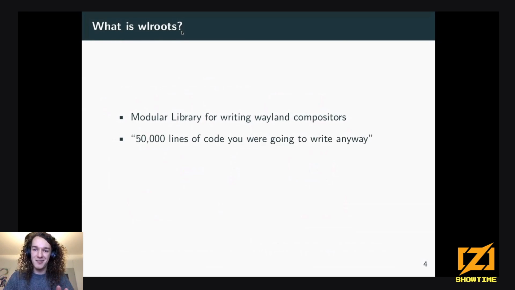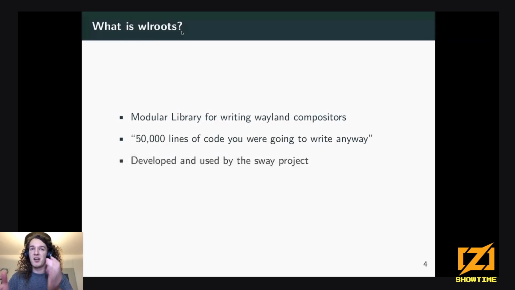Also, as it describes itself in this README, it's 50,000 lines of code you were going to write anyways. So this is code that would be shared between almost every Wayland implementation. And this is developed and used by the Sway project, which, if you do not know, is probably the largest Wayland compositor out there today, aside from GNOME and KDE. It's what I have been using until I decided to start work on my own project because I wasn't quite happy with some of the ways Sway does things and wanted to have my windows managed a little differently.